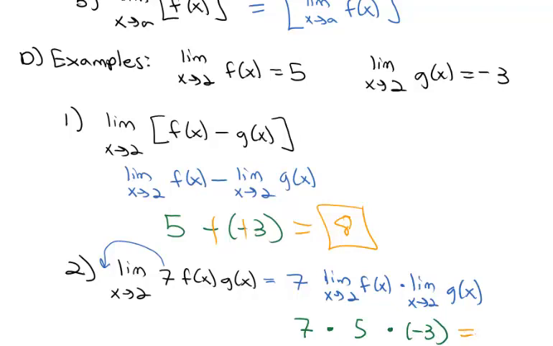That's going to be 105. Yep. 7 times 5 times negative 3 is 105. So the limit as x goes to 2 of 7 times f of x times g of x is 105.